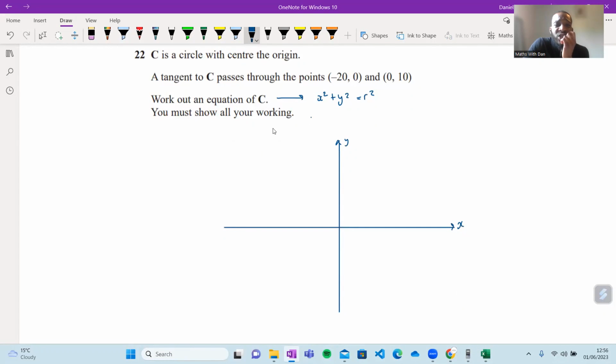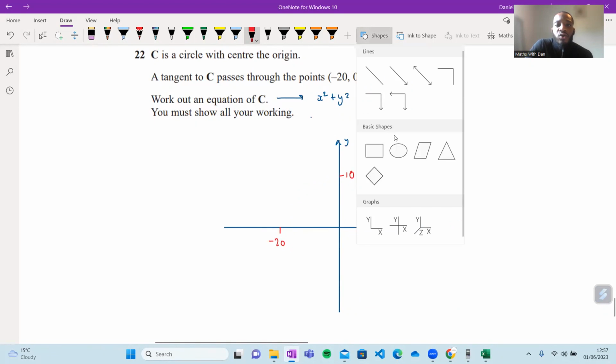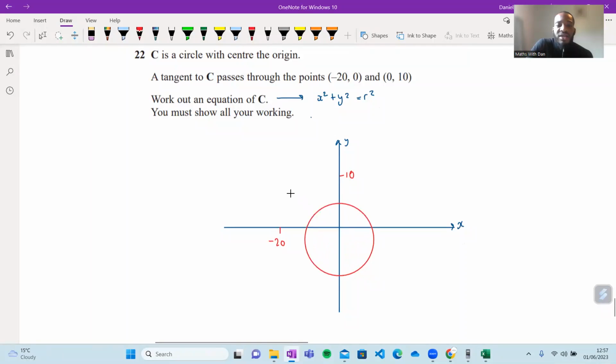It says it passes through the point (-20, 0). So let's say -20 is around here, and this is (-20, 0). And then let's say (0, 10) is up here. I just want to make it reasonably accurate, maybe a little bit more so it's clearer. It doesn't matter anyway, it's just a rough sketch. And then it's a circle that goes through around these points, so I have a circle like this, and it's going to be at the center.